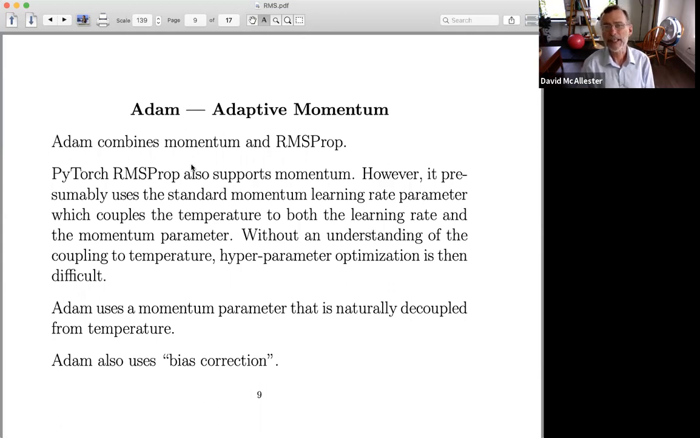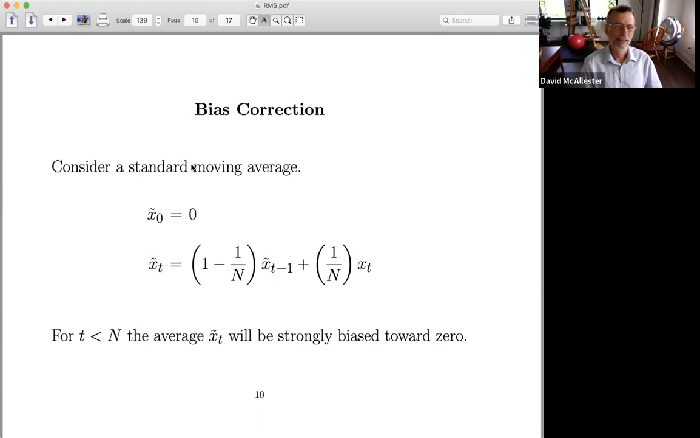ADAM uses a momentum parameter that is naturally decoupled from the learning rate. So you can change ADAM's momentum parameter and the temperature of the SGD doesn't change. So ADAM is much more popular. And it's not completely clear why, but I conjecture that a big part of it is just this simple phenomenon, that RMSProp hasn't properly decoupled momentum from temperature, whereas ADAM has. ADAM also has another feature called bias correction, and we'll talk about what that is right now.